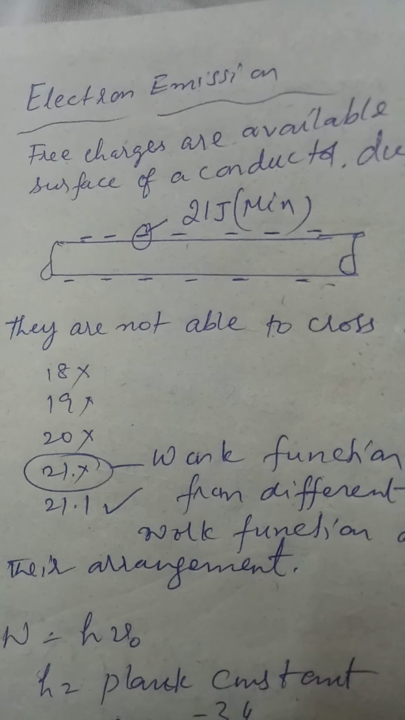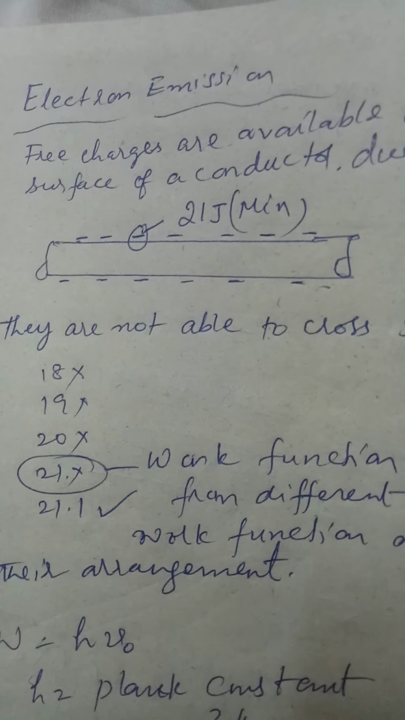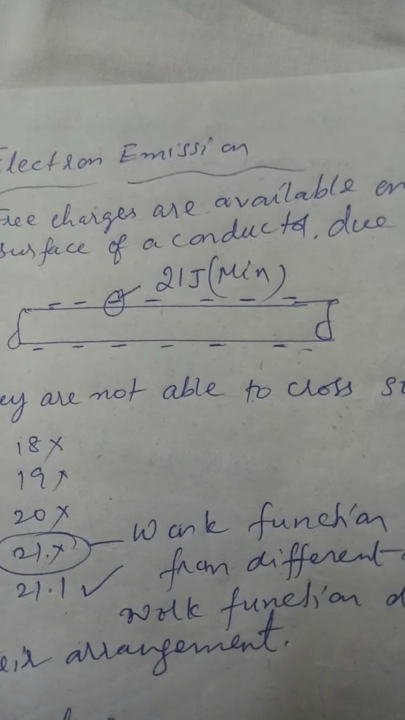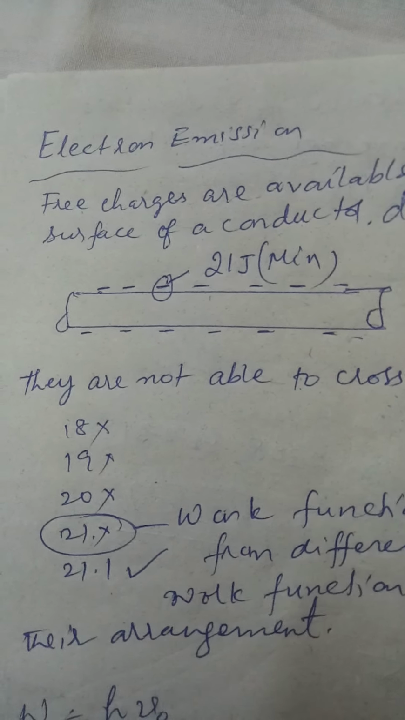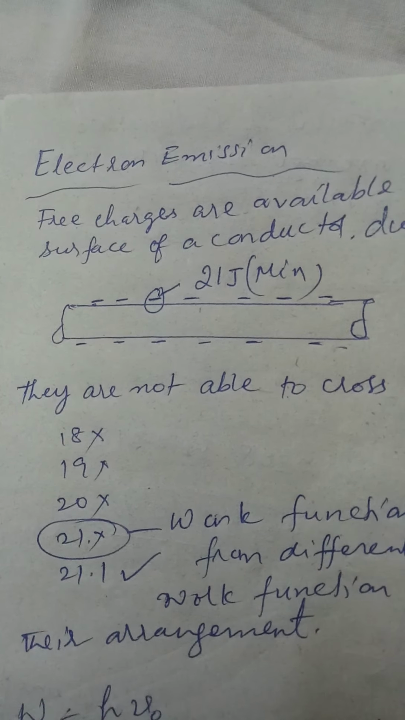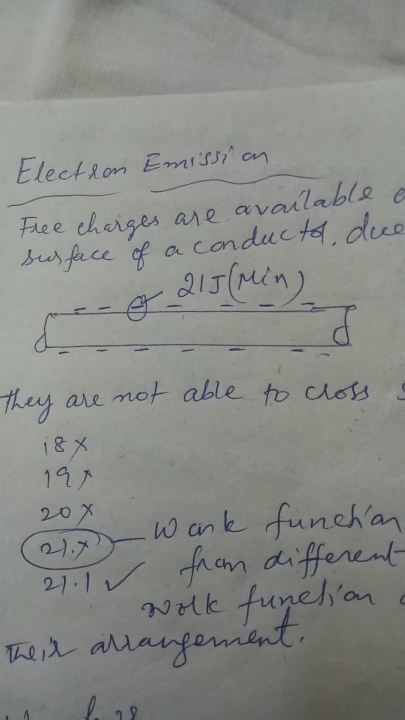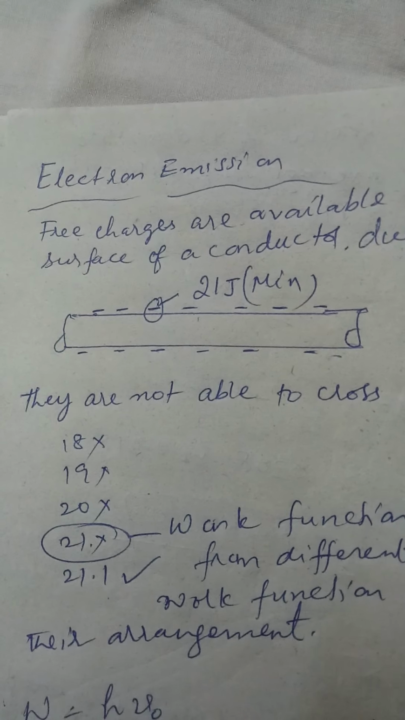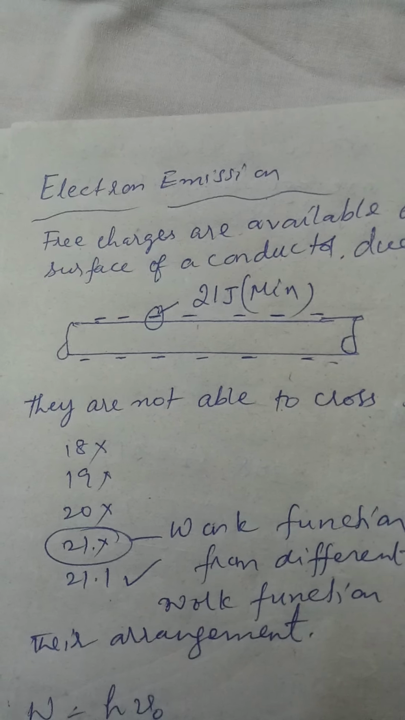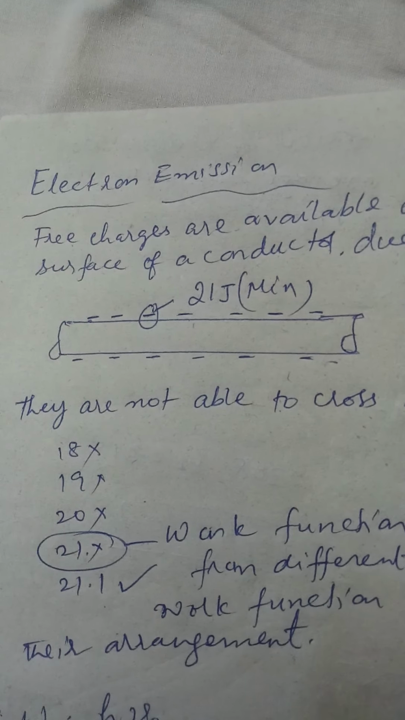Let us talk about this electron emission from a conductor. Now see this diagram. A conductor can be a negatively charged conductor or a positively charged conductor. The charges are distributed uniformly across the surface of the conductor.